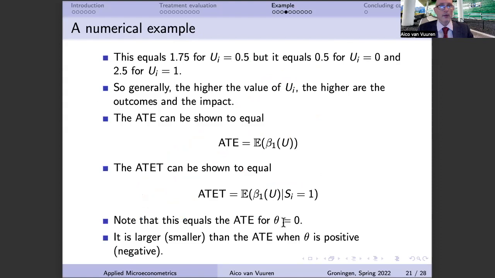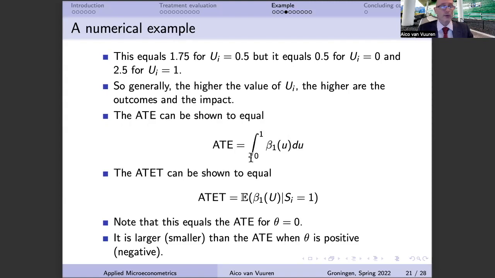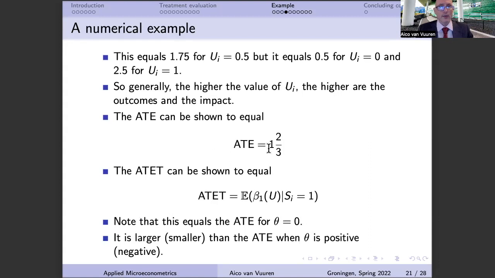Well, based on this, we can calculate the average treatment effect as well as the average treatment effect among the treated. Let's first of all look at the average treatment effect. That's of course by definition equal to this thing that we have here on the right hand side. This is a mean, of course, and based on that we can look at an integral over the uniform distribution of beta 1. Well, that's not that difficult. We then have to substitute in the definition of beta 1, that's equal to this thing over here, and then it's not that difficult to actually calculate that the average treatment effect in general is going to be equal to 5/3. That's equal to 1 and 2/3.